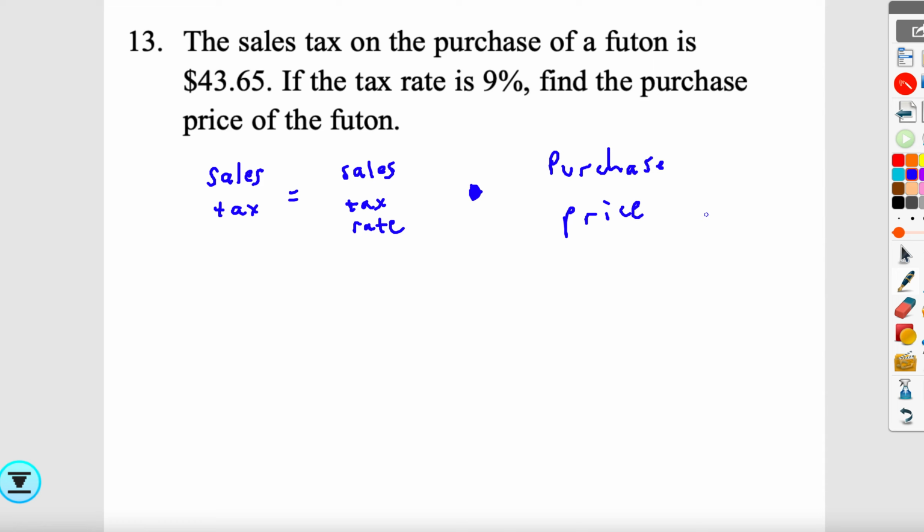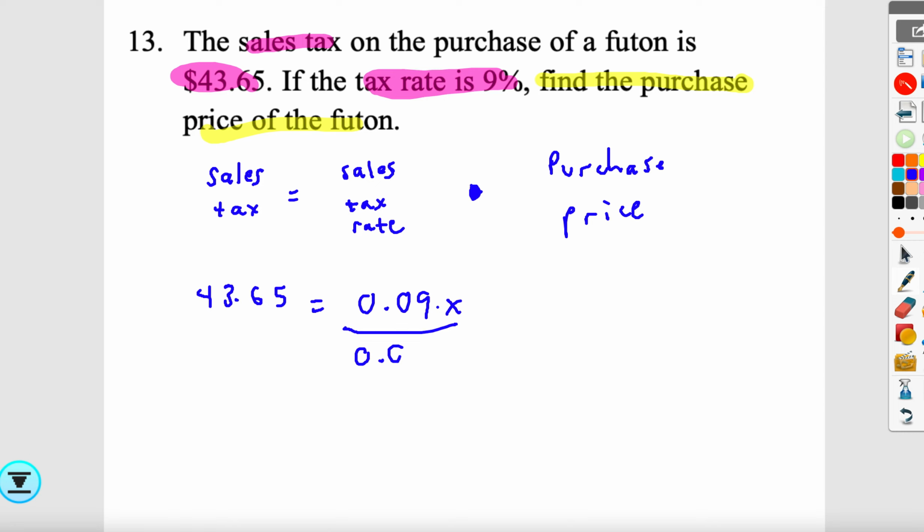So let's read the problem again. The sales tax is $43.65. Tax rate is 9%. We want to find the purchase price of the futon. So let's plug it in. The sales tax, $43.65, equals the sales tax rate, 0.09, times the purchase price, which is X, we don't know. They're multiplying, right? We want to find X, which is the purchase price. So we're going to divide because they're multiplying 0.09.